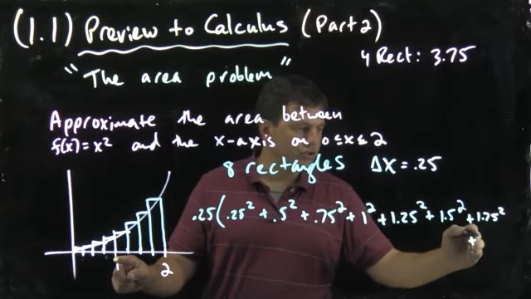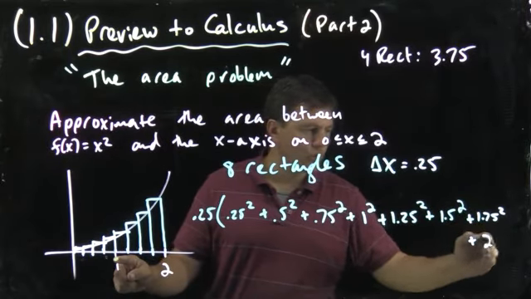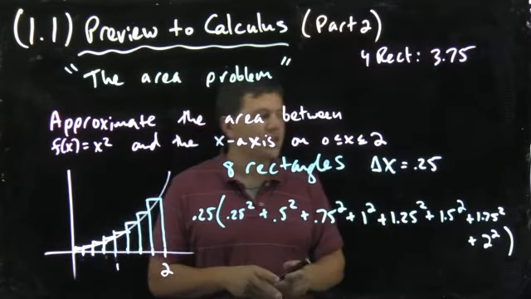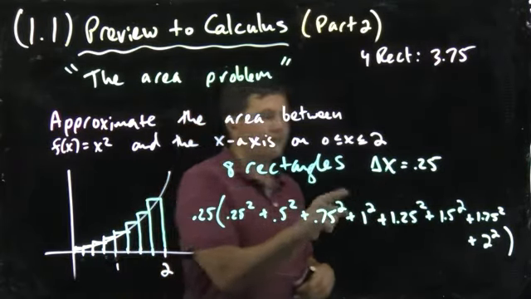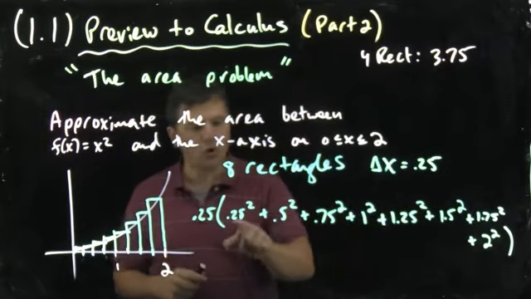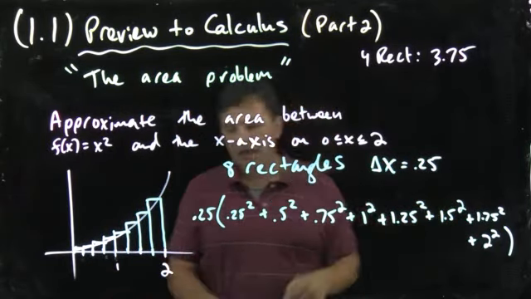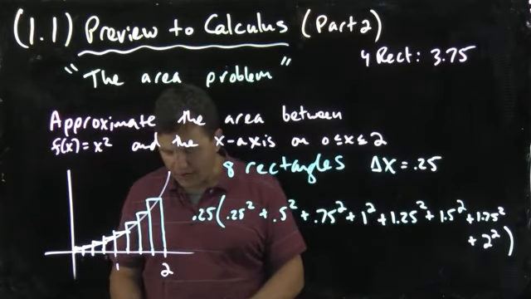And let me write down here and make sure this shows up. This would be plus 2 squared. One thing you want to do, because it's easy to miss one, is just count. We have 8 rectangles, we should have 8 heights of rectangles. So 1, 2, 3, 4, 5, 6, 7, 8. There you go.